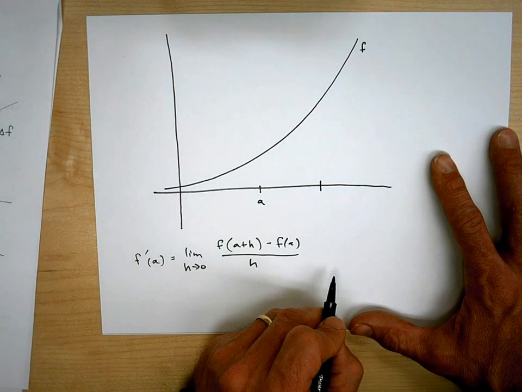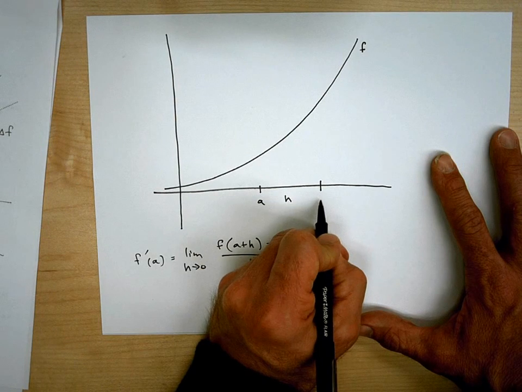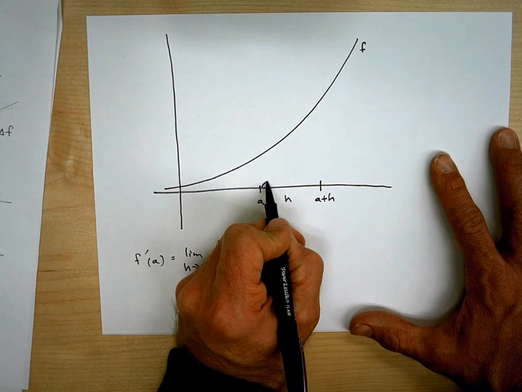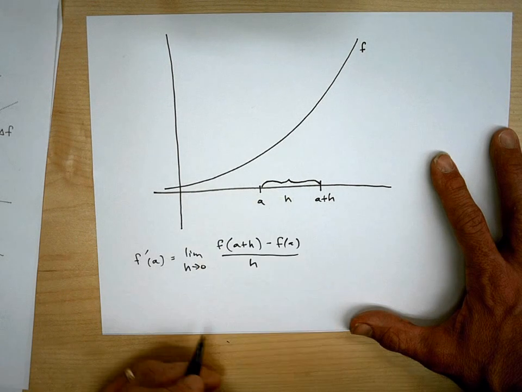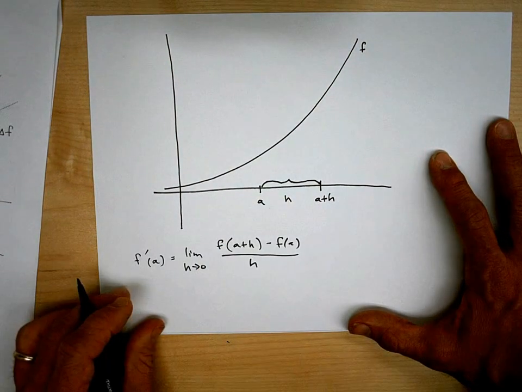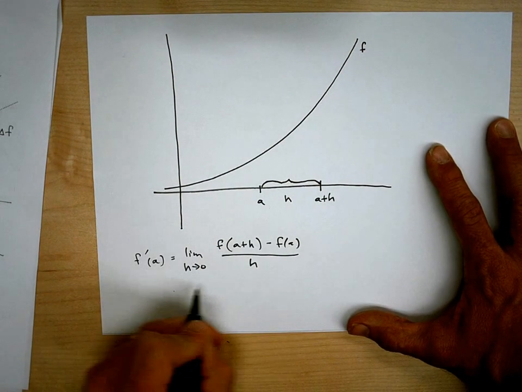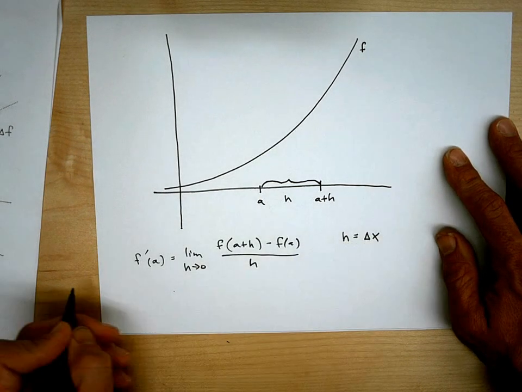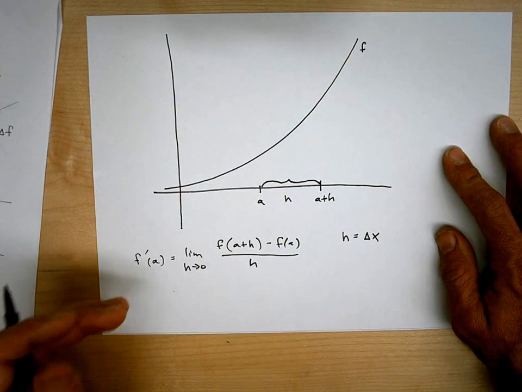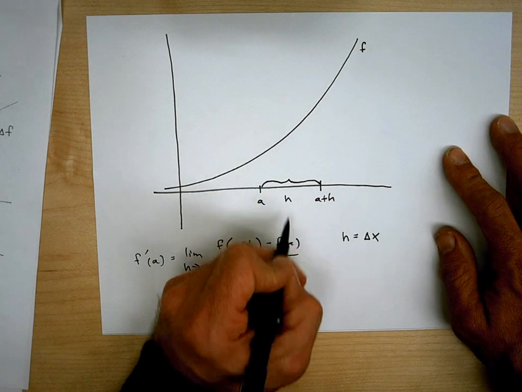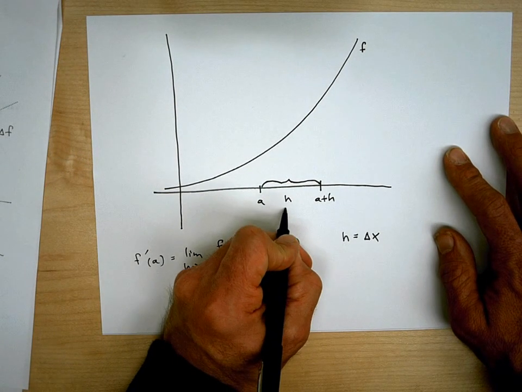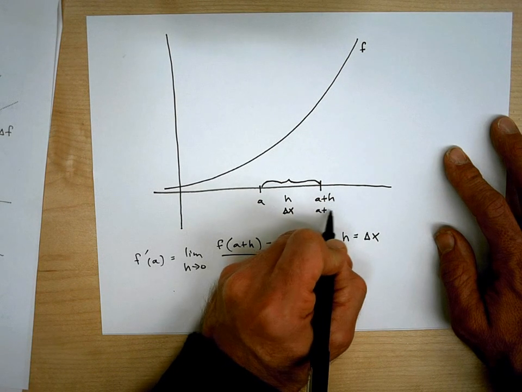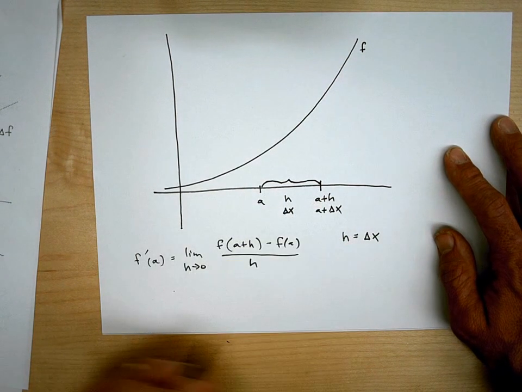So this is minor, but in section 4.1, remember h was this distance from one point to the next. We called it h, and this was A plus h. In 4.1, don't let it throw you, but they're just going to call that delta x, which is basically just a small change in x. So instead of h, that distance would be represented as delta x, and out here we would have A plus delta x.